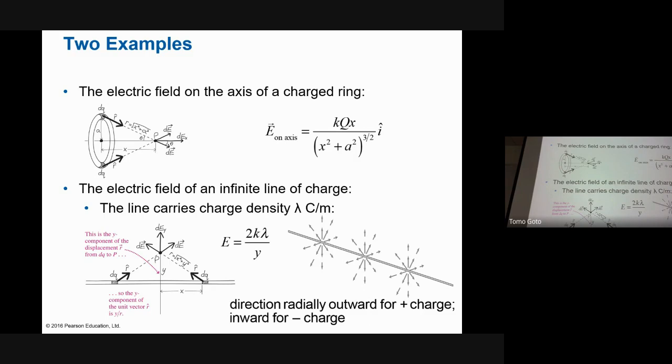Another example, the second example, is the electric field of an infinite line of charge. So here's an infinite line, and it's charged with a density of lambda coulombs per meter. So per unit meter, the charge is lambda. Then what is the electric field here, at point P with a distance l?